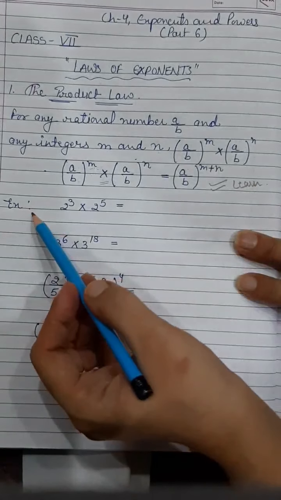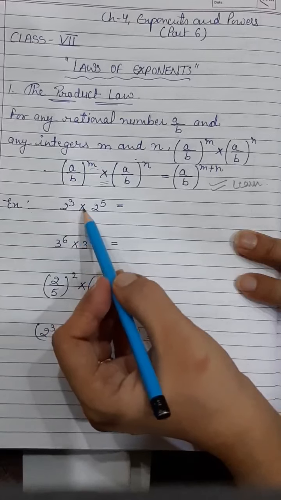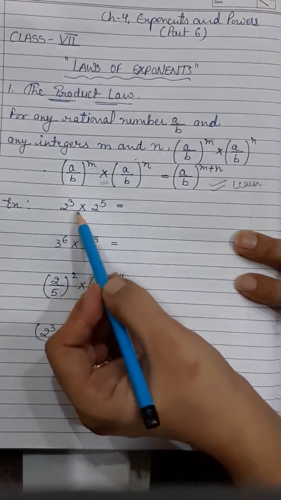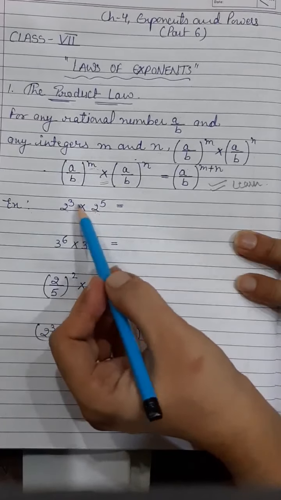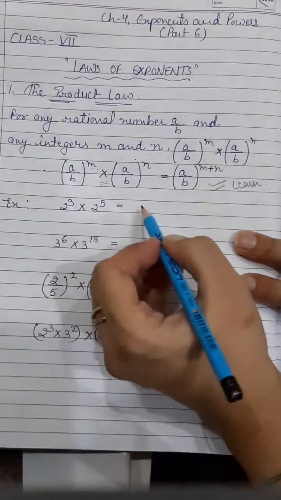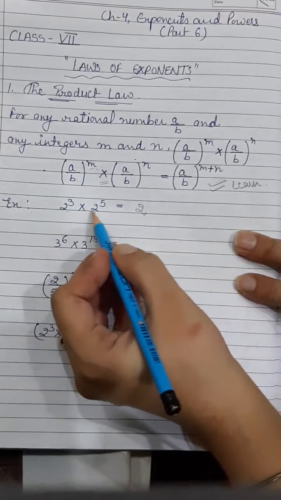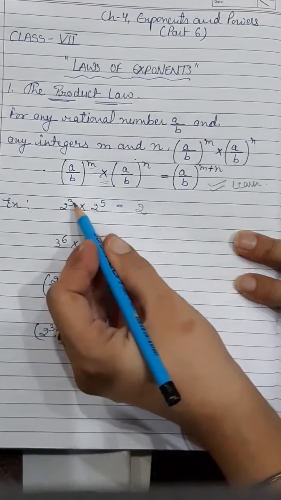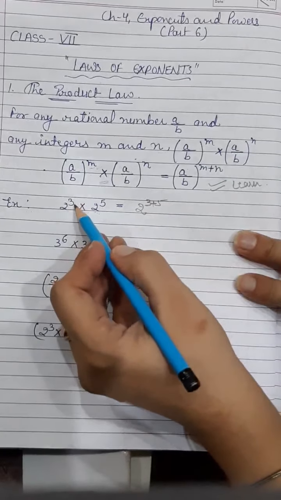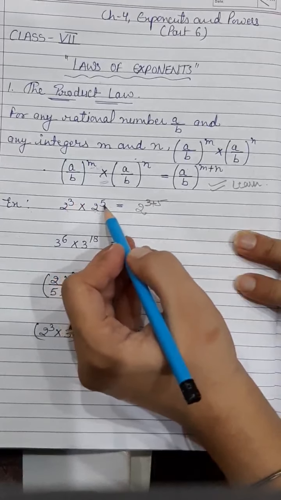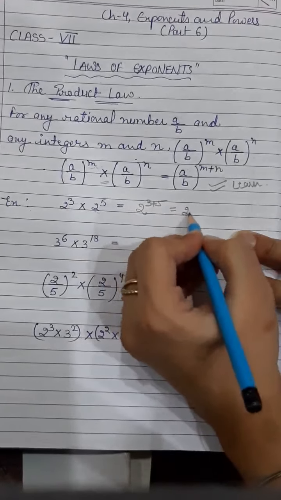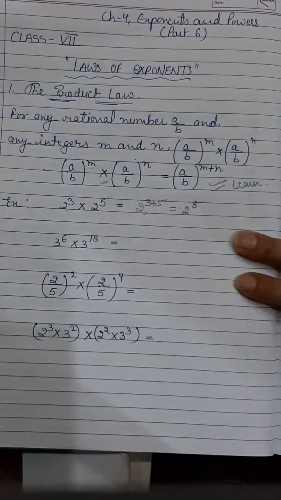For example, 2 to the power 3 into 2 to the power 5. 2 is a rational number. Here you can see bases are the same, 2, and powers are different, and we have to multiply. So in that case we write one time the same base 2 and the powers to be added, m plus n. So 3 plus 5, so what will come? 2 to the power of 8. Is it clear?